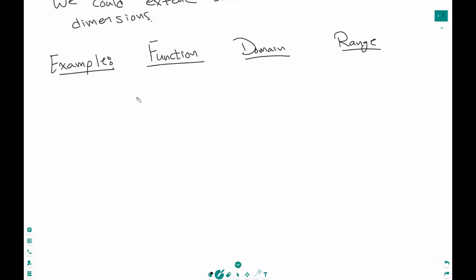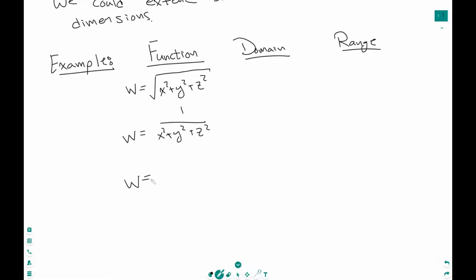that w is equal to the square root of x squared plus y squared plus z squared. So our function here is x squared plus y squared plus z squared under this radical. Maybe our next function is 1 over x squared plus y squared plus z squared. And then lastly, maybe we have w is equal to x times y times the natural log of z.